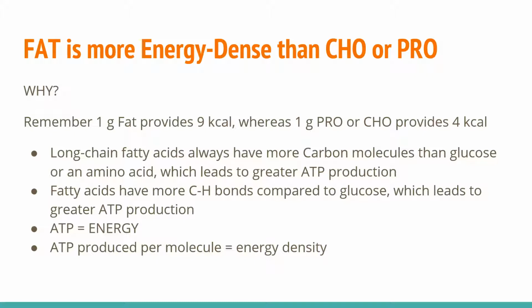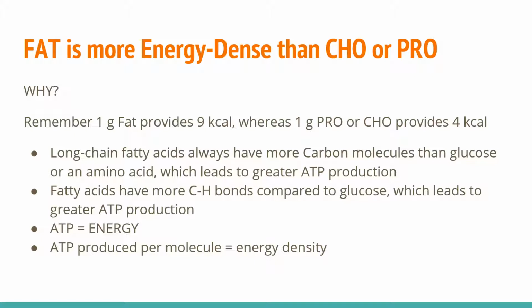And that's only 1 of 3 fatty acid chains from a triglyceride. And when we say 1 gram of fat, we're talking about 1 gram of triglyceride. So fatty acid chains almost always have more carbon molecules than a glucose or an amino acid, thus leading to more acetyl-CoA production, which ultimately leads to more ATP production. Said in other words, there are more carbon-hydrogen bonds compared to glucose, which leads to more ATP production. ATP is our energy source, so if we have more ATP produced per molecule, we have greater energy density.